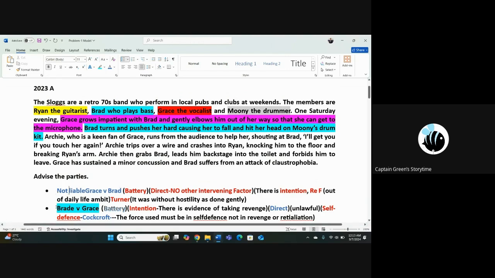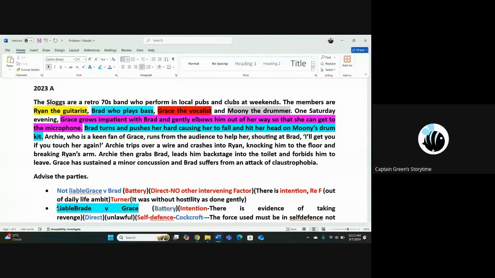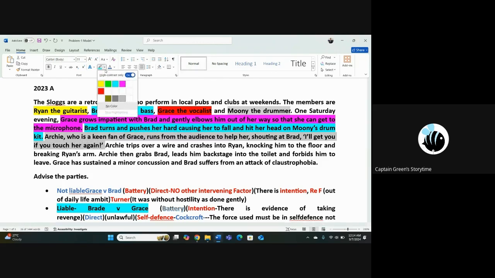In the second situation, Braid is liable because he pushed it hard. Now moving on, Aki, who is a keen fan of Grace, runs from the audience to help her, shouting at Braid, "I will get you if you touch her again." Again, the important factor. Coming to their relation now, let me make it visible for you all.